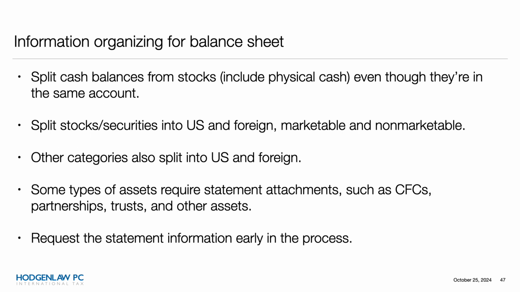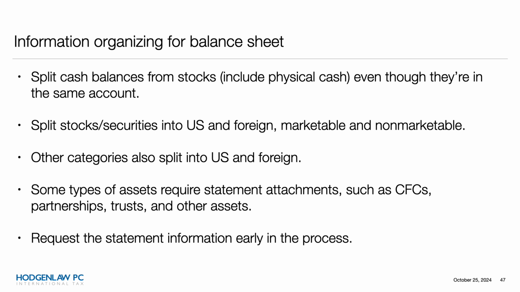So when you're organizing the information for the balance sheet, you have to do some categorization. Let's say you have a brokerage account that you're looking at. You need to separate out the cash balances from the stocks, even though they're in the same account, because you have to report cash on one line and securities on another. And then further, you have to split stocks and securities into U.S. and foreign, marketable and non-marketable. I assume marketable just means it's traded on a market, and non-marketable means it's not.